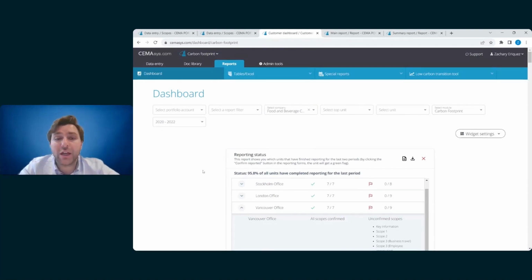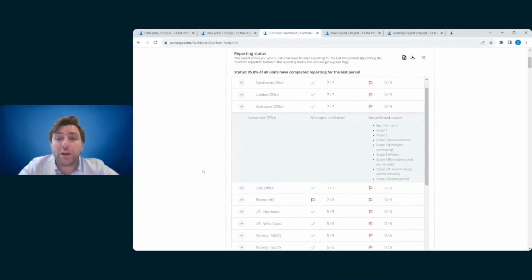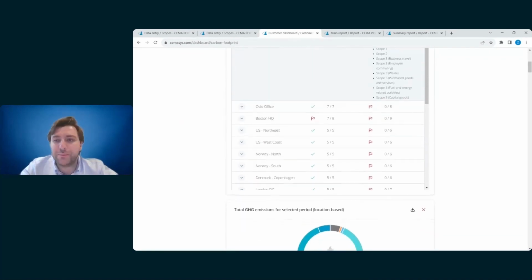And you can also check in this frame the reporting status of each office or location. You can see how everything has been accounted for in the previous period and that there's still reporting to be done in this very last period. And if you click the drop down here, you can also see specifically what information is missing from each site, which really helps for project management.